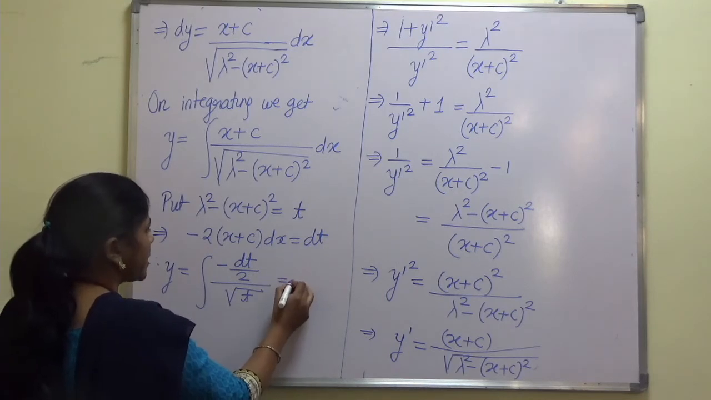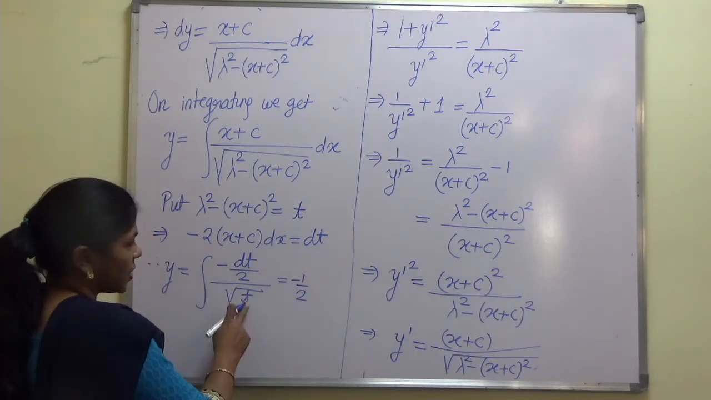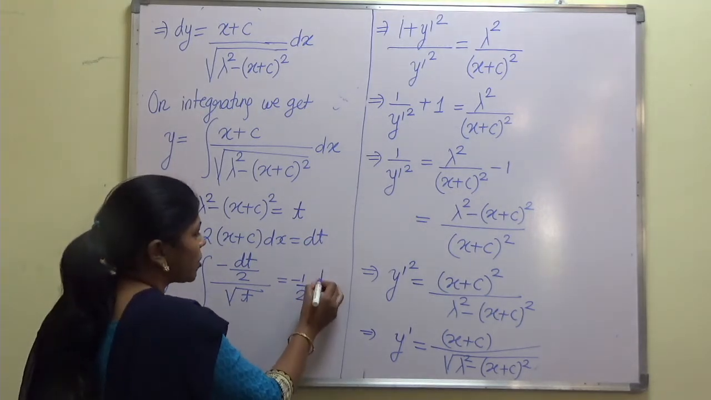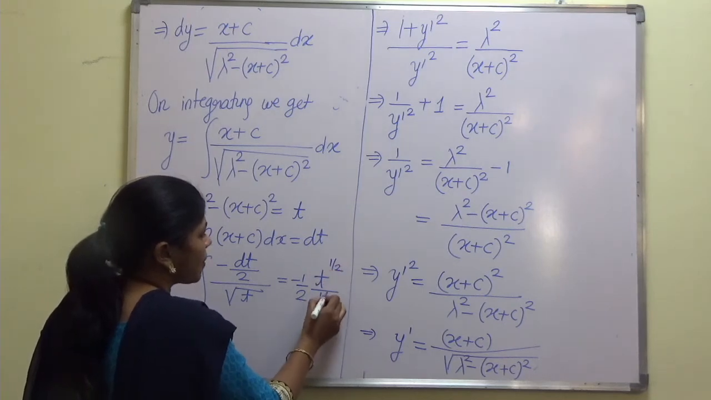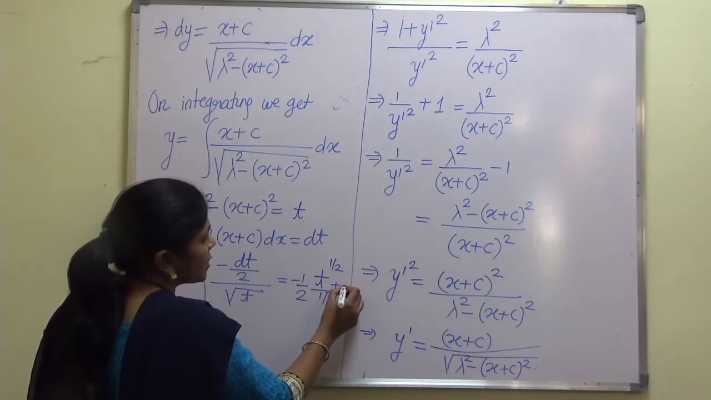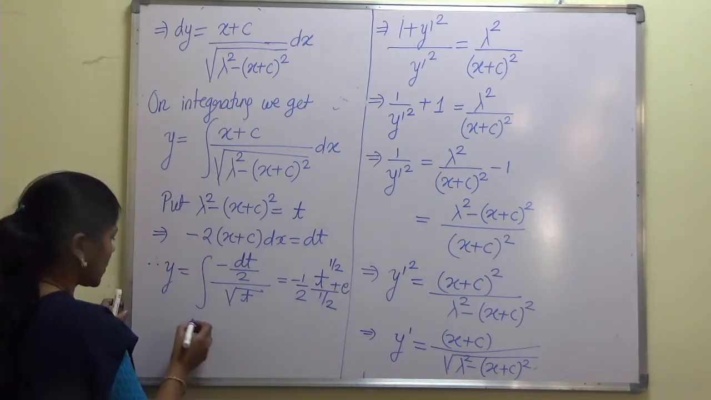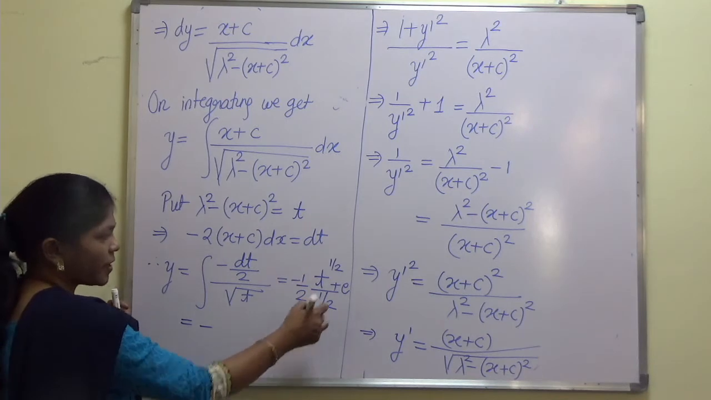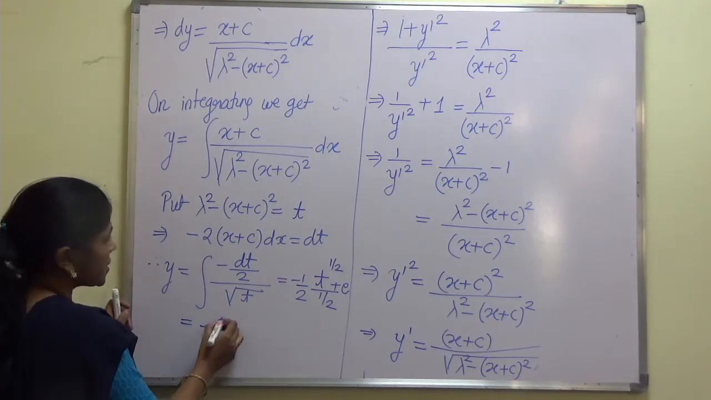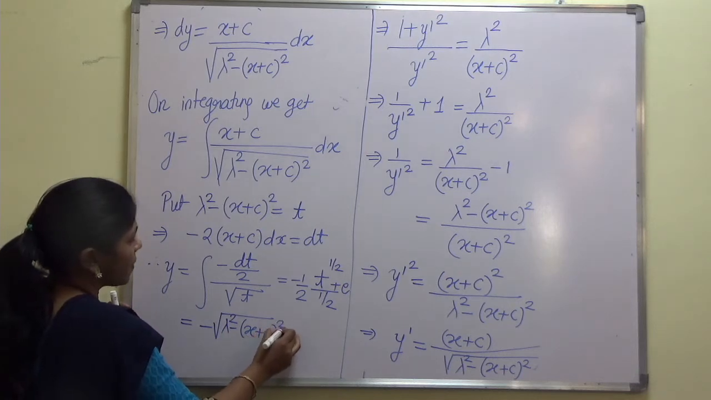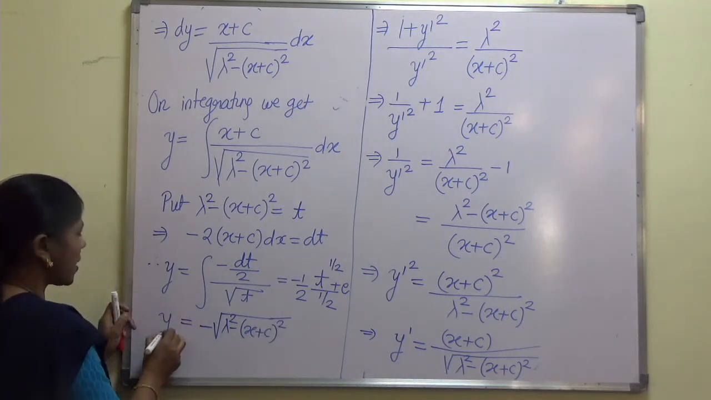Integrate this. What will be its integration? The 2 will go to the numerator, so t to the power minus half. Integration of t to the power minus half is t to the power half upon half plus constant of integration. So let me take it as e. Now integration is over. Replace the value of t. So what we have? Minus half will get cancelled. So minus, it is t to the power half. So it is minus of root of lambda square minus (x plus c) whole square. This is what we have, plus e.